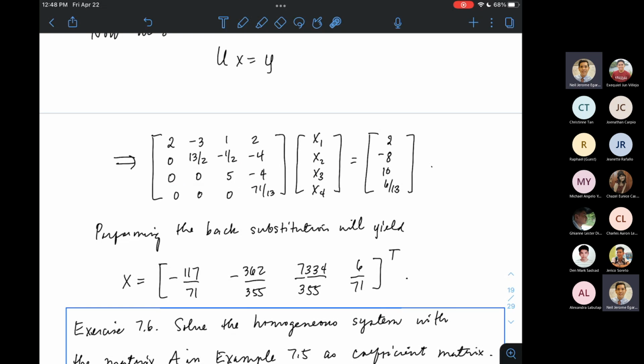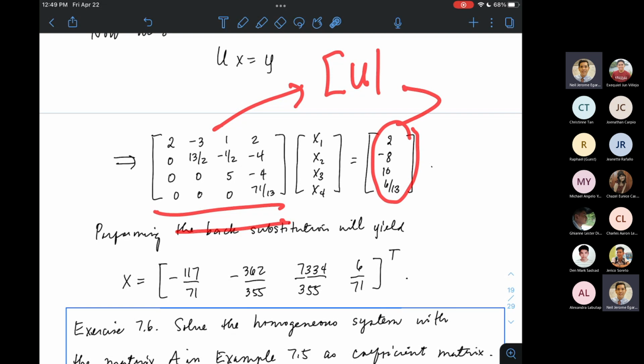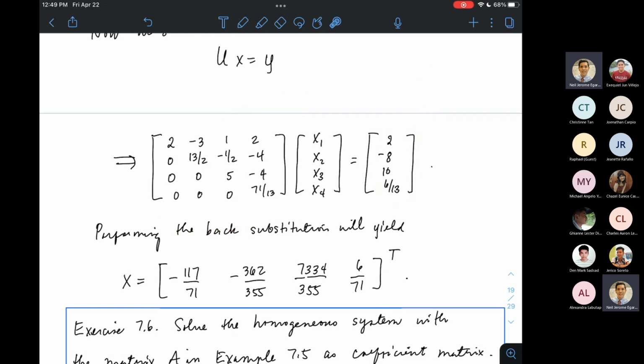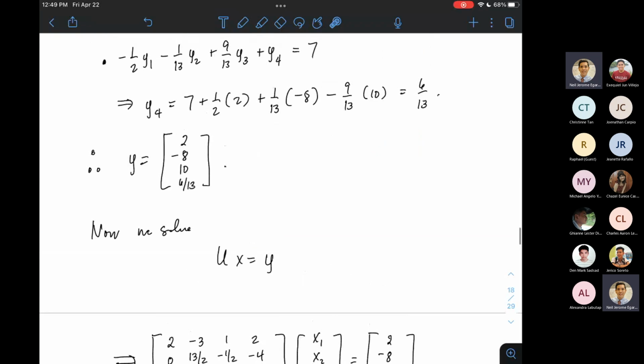Actually, kung mapapansin nyo sa Gaussian, ito yung relation ng Gaussian elimination sa LU factorization. Pag naggawa ka ng Gaussian elimination, di ba, nare-reduce natin yung system sa augmented matrix U, which is exactly this guy. Yung right-hand side niya actually ay yung vector Y na nanggaling dito sa previous step natin, sa pagsosolve ng Ly equals B.